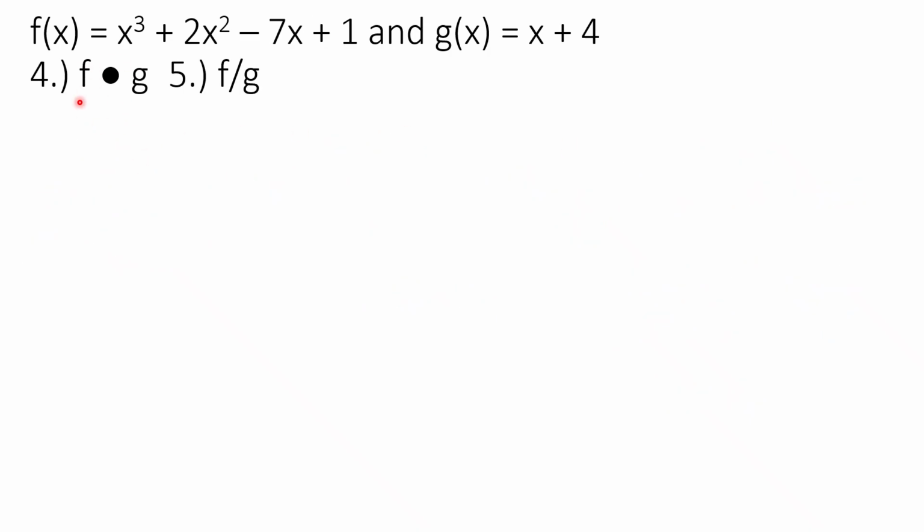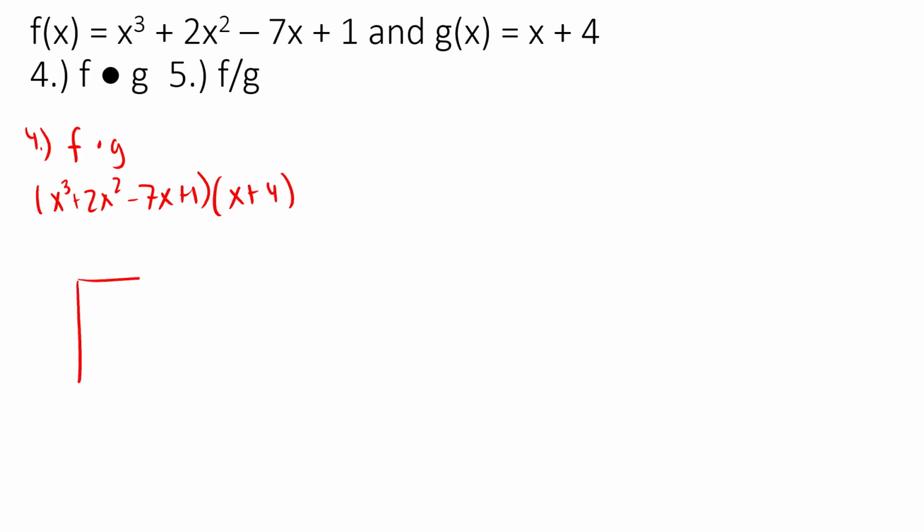Okay, here we have multiplication, and remember that you have to have a closed dot. Closed dot is what your multiplication means. You cannot have a bubbly open circle. That is something different. So for this one, we have f times g. So that'll be x to the third plus 2x squared minus 7x plus 1 times x plus 4. And I am a fan of the area model.